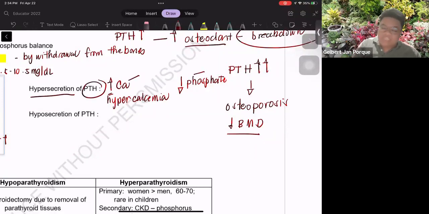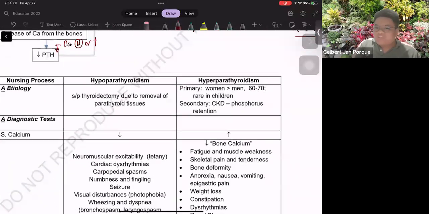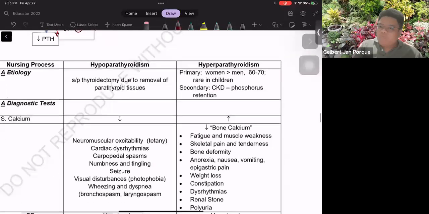The opposite goes, class, for your hyposecretion, of course. There is decreased calcium and then there will be increased phosphate. Okay, because take note, class, the relationship of your calcium and phosphate is inversed. Now let's talk about the etiology. What are the possible causes of your parathyroid problems?